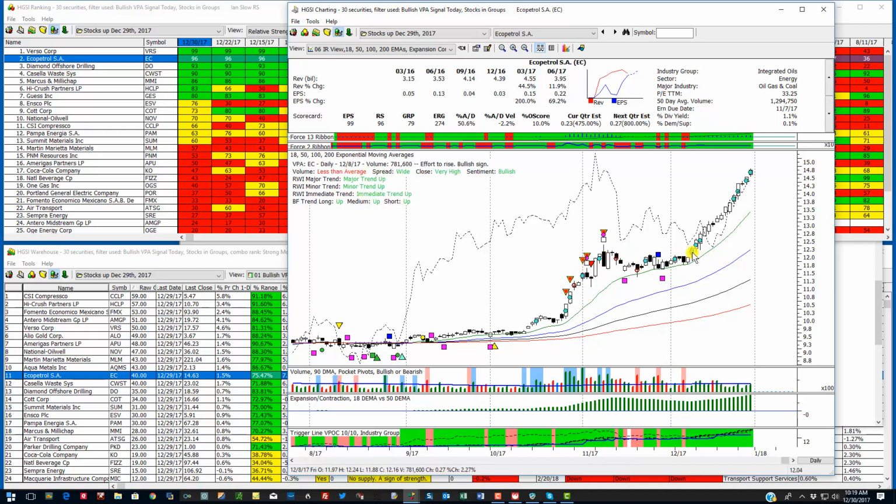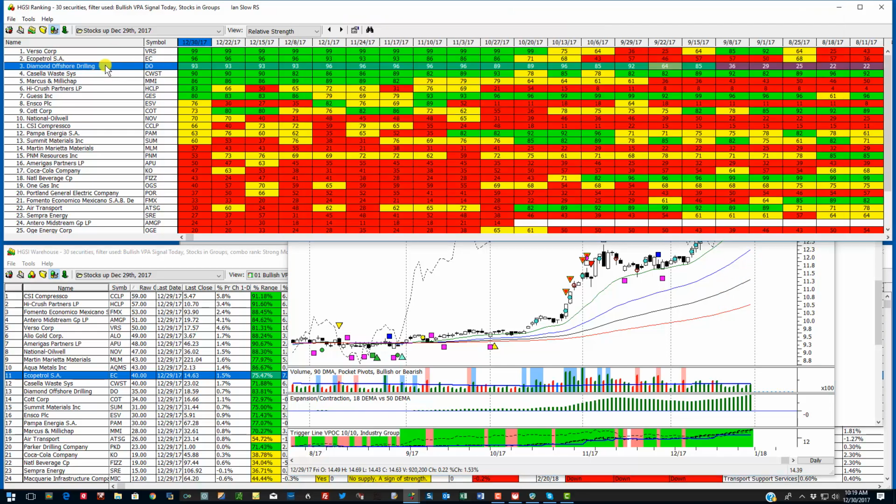He got into this one right here on this effort to rise. I saw it that day. I didn't take it, but fortunately he did. And look at this beauty. It consolidated here after these efforts to rise. Pocket pivots, went sideways, and then it broke out here. And it is one of the leading stocks in the database. This is about as tight as you can get.